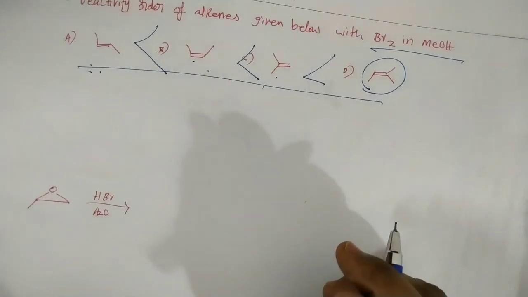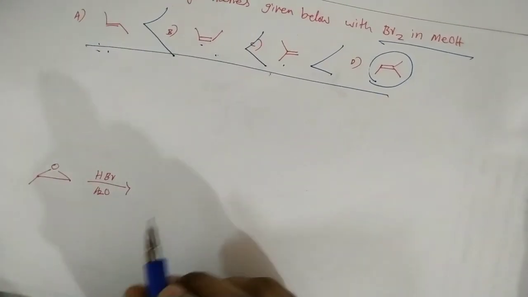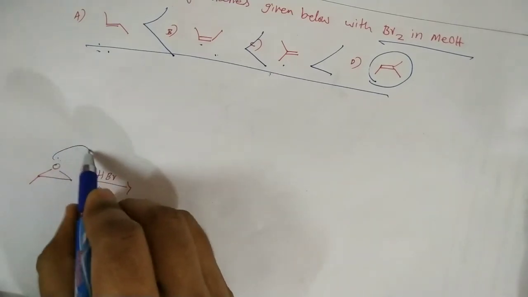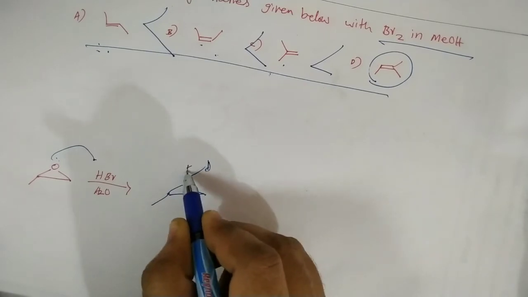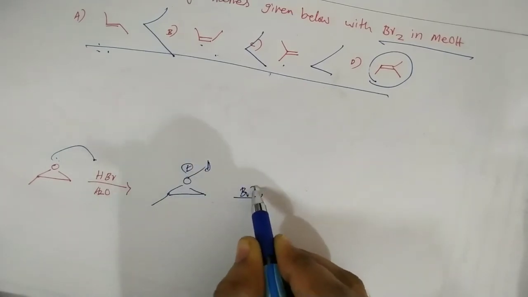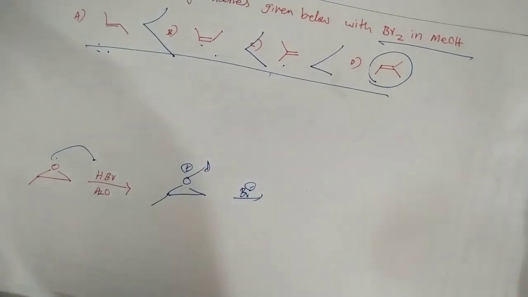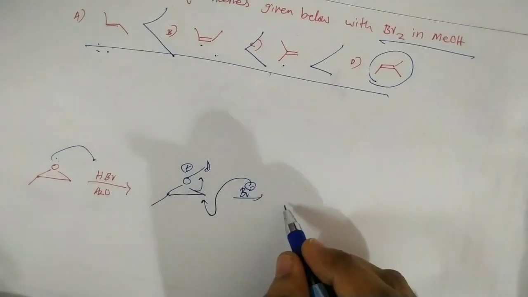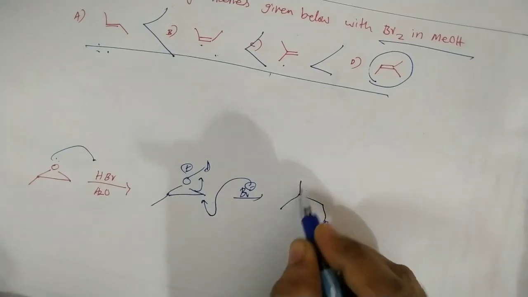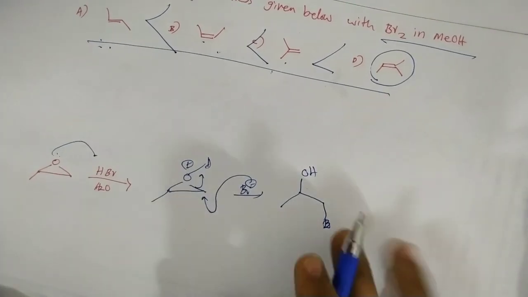Next, in this case, we have a cyclic ether. First of all, protonation takes place in acid medium. In acid medium, the nucleophile normally attacks the more substituted carbon. But in this case, exceptionally, it attacks the less substituted carbon. So you get the Br and OH. Okay, so that is the major product.